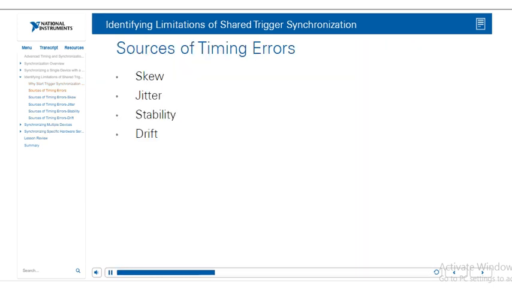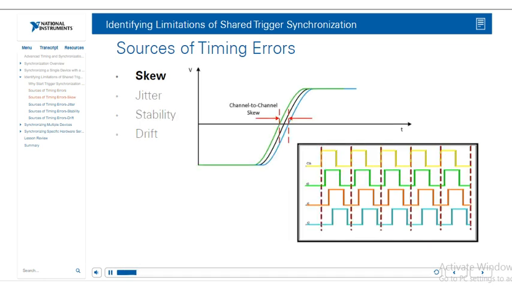This is the list of timing errors that we'll talk about in the next few slides. We mentioned a potential skew caused by the trigger propagation when we sent a trigger from the master to the slave. Skew can also occur between channels. The definition of skew is a propagation delay that is caused when a signal arrives at two places at different times. And this is affected by distance and impedance of signal paths.